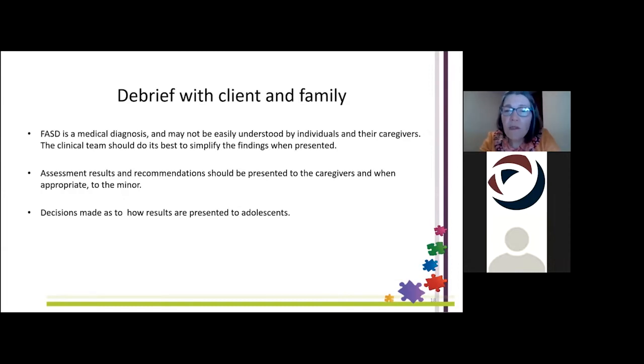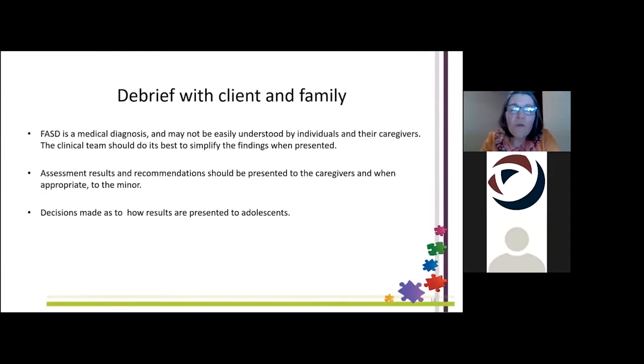Debrief with the client and family is the last process within the assessment and diagnostic process, and FASD as a medical diagnosis may not be easily understood by individuals and their caregivers. Therefore, the team should simplify the findings when presented so they're easily understood by everyone receiving the diagnosis. Assessment results and recommendations should be presented to the caregivers and, when appropriate, to the minor. Generally, the debrief with client and family is done with the physician or nurse practitioner of the team and with any other member that the team has predetermined.